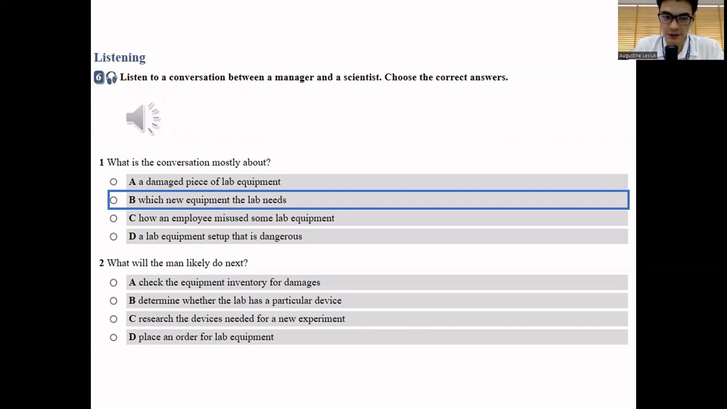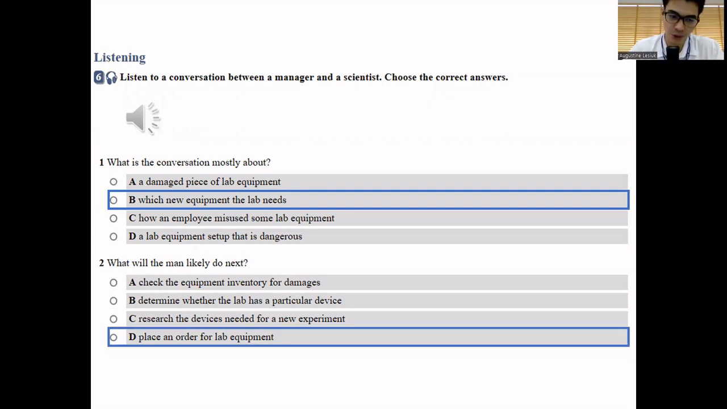The next question, what will the man likely do next? The answer for this one is that he will place an order for lab equipment. So earlier he asked the woman what she wants for new lab equipment. And obviously after she told him what she wanted, he's going to order the new equipment that she requested. Okay, so those are the answers. Moving on.